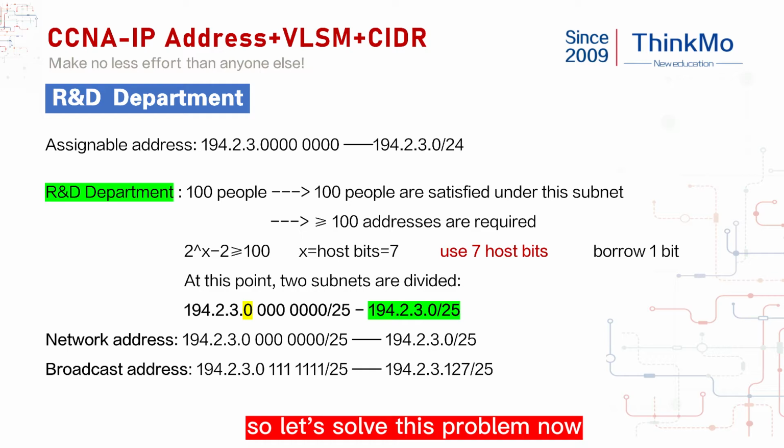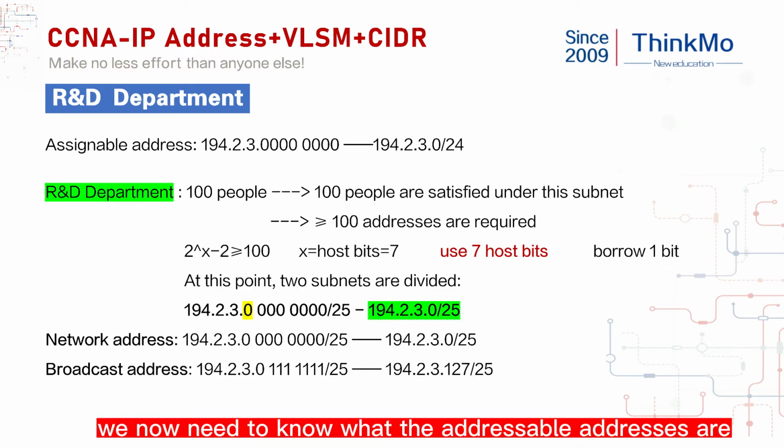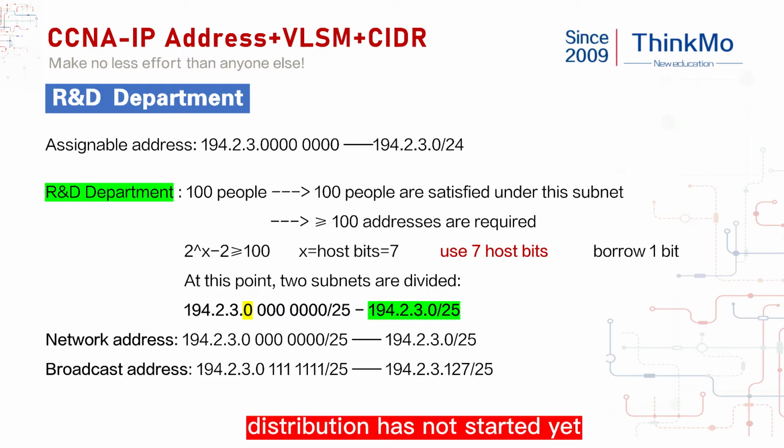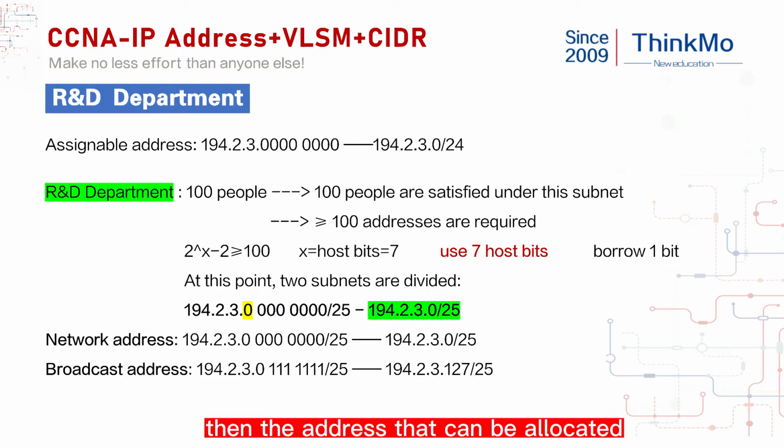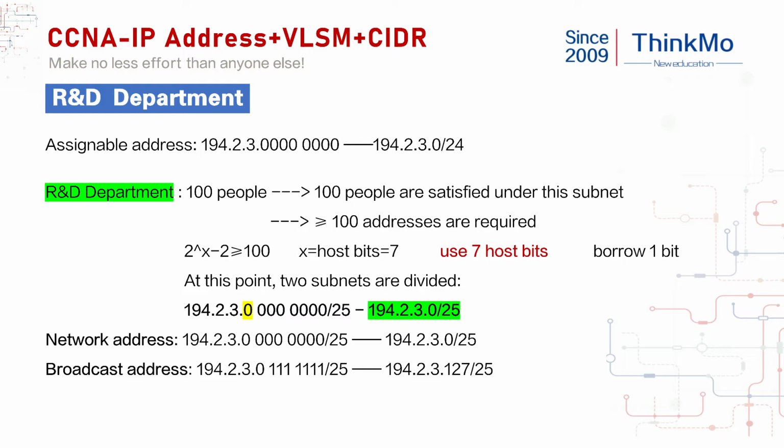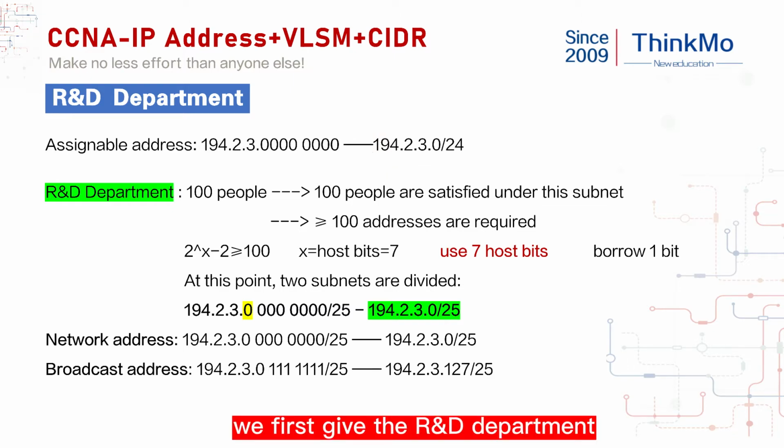So let's solve this problem now. We now need to know what the allocatable addresses are. Distribution has not started yet. The address that can be allocated must be the most, which is 194.2.3.0 with a 24-bit mask. We first give it to the RAND department, because there are too many people in the RAND department.